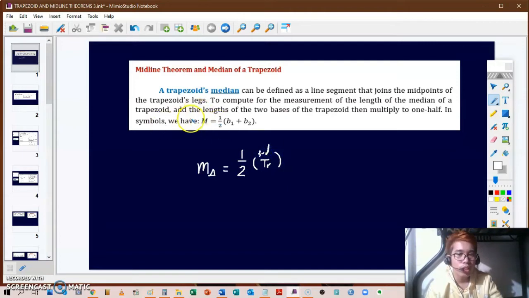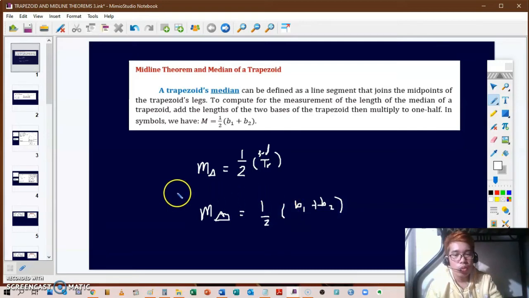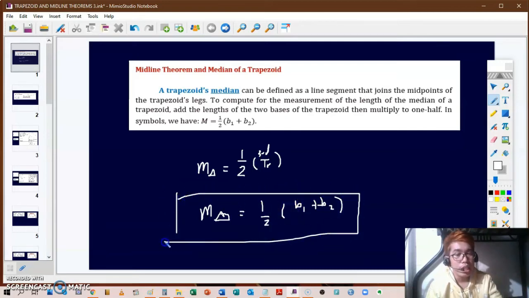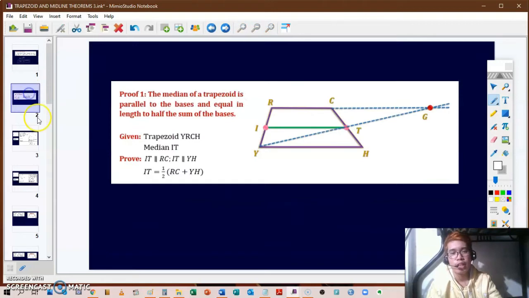But for the median of the trapezoid, the median is equal to 1/2 times the sum of the bases of the trapezoid. So that's b sub 1 plus b sub 2. It's almost like the formula of the area of a trapezoid, 1/2 times h multiplied by the sum of the bases, b sub 1 plus b sub 2. But this is the formula for the median of a trapezoid. So how did we derive this formula? Where did it come from?